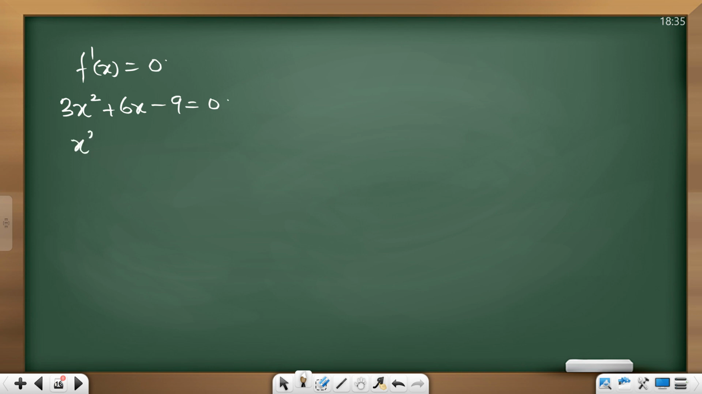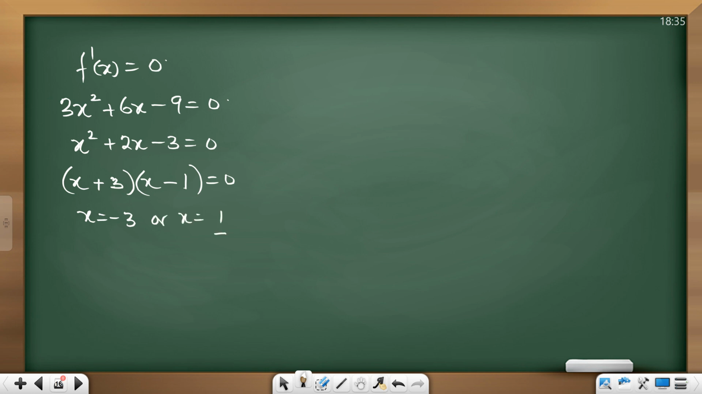Do you think we can factorize this? First thing I see is 3 is common, right? Brackets, x. What are the factors? 3 and 1. Minus. Makes sense? X equals to what? Negative 3, or x equals that 1 that they gave us, because your graph is turning at 1 and what? Negative 3. Graph is decreasing between negative 3 and 1.